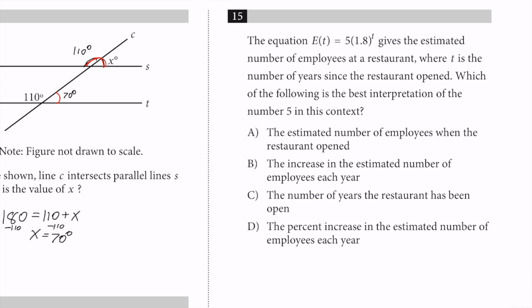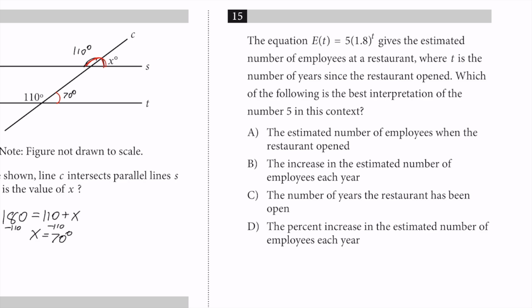Question 15. The equation E of t equals 5 times 1.8 raised to the t power gives us the estimated number of employees at a restaurant where t is the number of years since the restaurant opened. Which of the following is the best interpretation of the number 5 in this context? So we have the estimated number of employees when the restaurant opened, the increase in the estimated number of employees of the restaurant each year, the number of years the restaurant has been open, and the percent increase in the estimated number of employees each year.